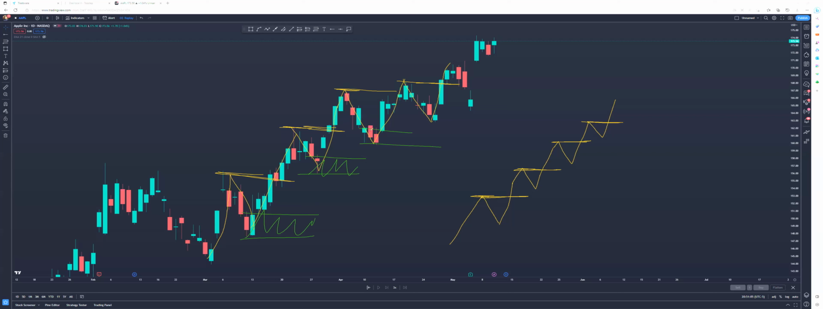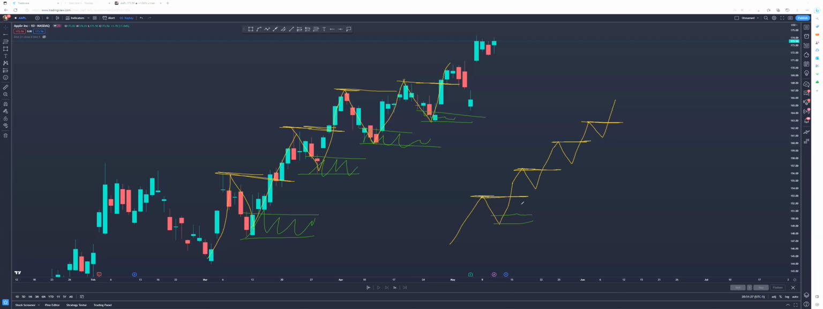Pull back, did we break here? No, it's still an uptrend. Pull back, when we pull back this time, did we break here? No, still uptrend. So Apple is still in a what? Uptrend. Okay, same thing here.